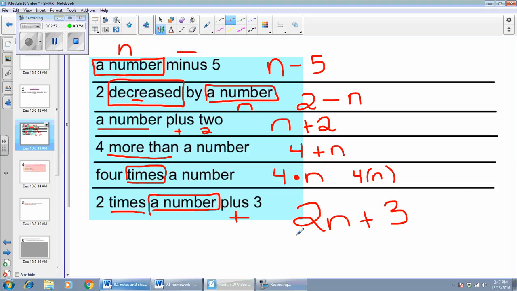2 times a number plus 3. This is a two-step expression. We have 2 times a number, 2 next to the variable n. When a number is next to the variable, it means multiplication. So 2 times a number, and then we're adding 3.